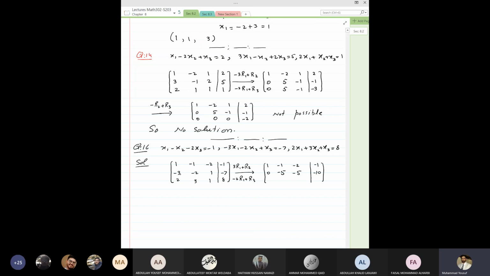Okay, then the third row is multiplied by -2. So -2 plus 2 is 0. -1 multiplied by -2 is 2. 2 plus 3 is 5. -2 times -2 is 4, plus 1 is 5. And it is equal to 10. So you can see that row 2 and row 3 are exactly the same. And if you want, you can do one row operation, adding row 2 to row 3 simply.